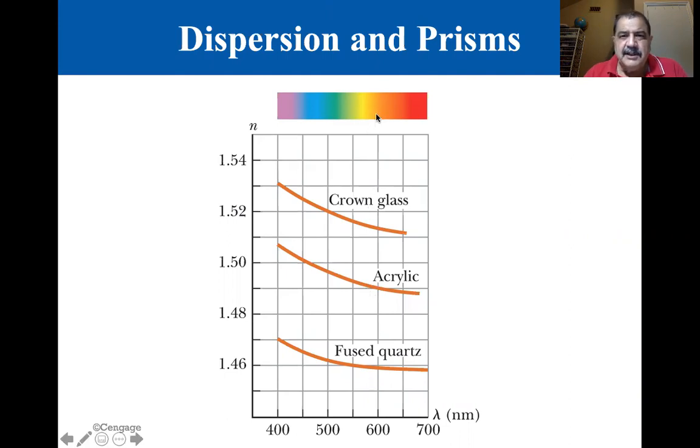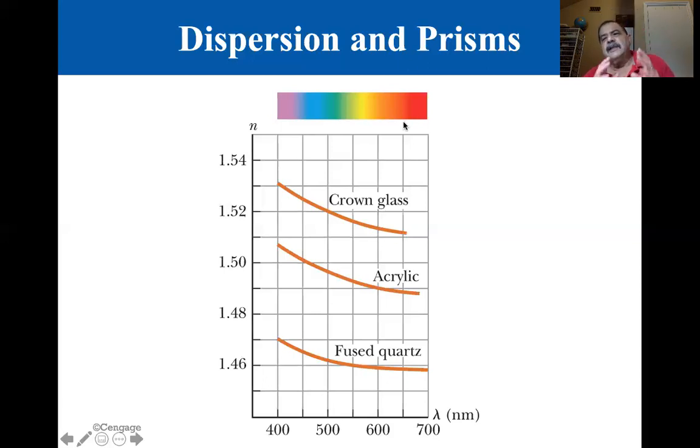I said it was orange. You can see there that indeed 589 nanometers. This is nanometers at the base here, and this is the index of refraction. And you can see that the index of refraction not only depends on the material, we have crown glass, acrylic, and fused quartz here. Not only does it depend on the material, it also depends on the frequency. You can see how the index of refraction for this lavender, this purple, is 1.53 in this crown glass, and it's only 1.51 for red.